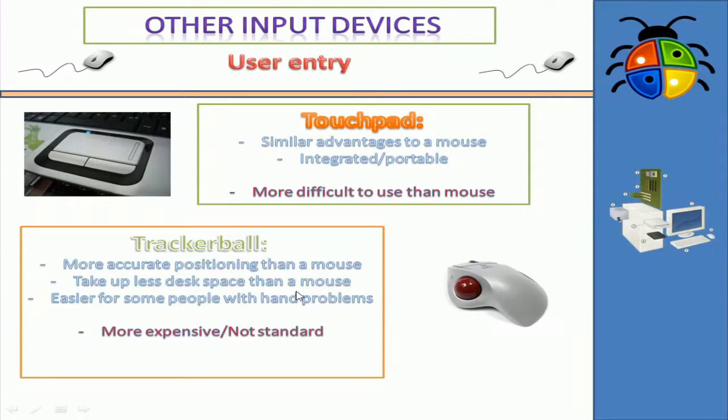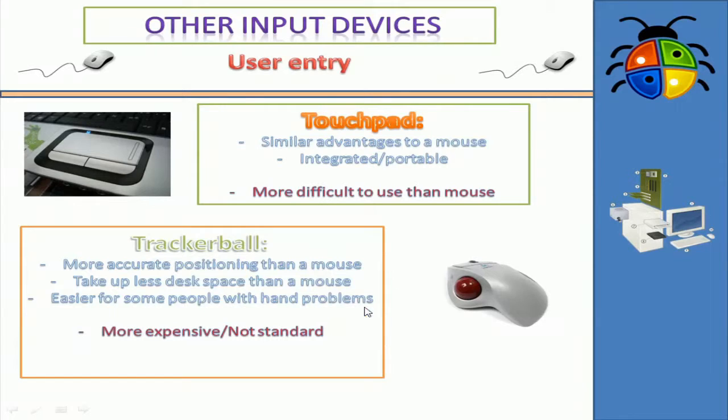They take up less space on the desk. For my mouse, I've got my mouse mat, which takes up a fair chunk of the desk, whereas a tracker ball is going to be stationary, so it doesn't have to move around. You don't have to worry about knocking over your can of Coke. And it's easier for some people with hand problems. If you don't have that wrist movement, if you just have the finger ability, then it's much easier to just use your fingers to control the tracker ball.